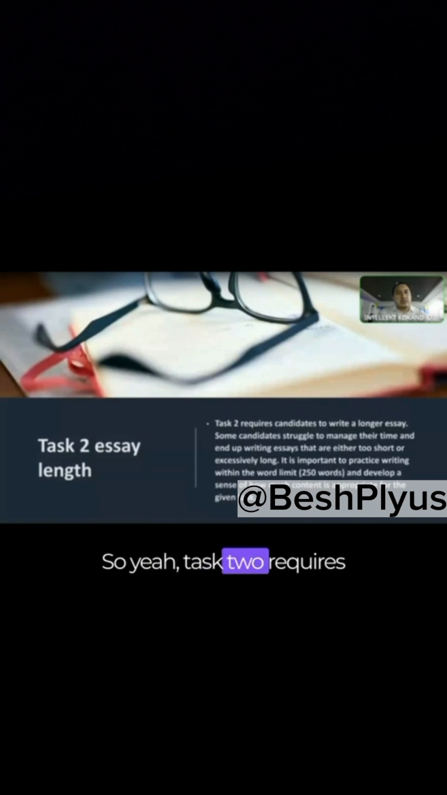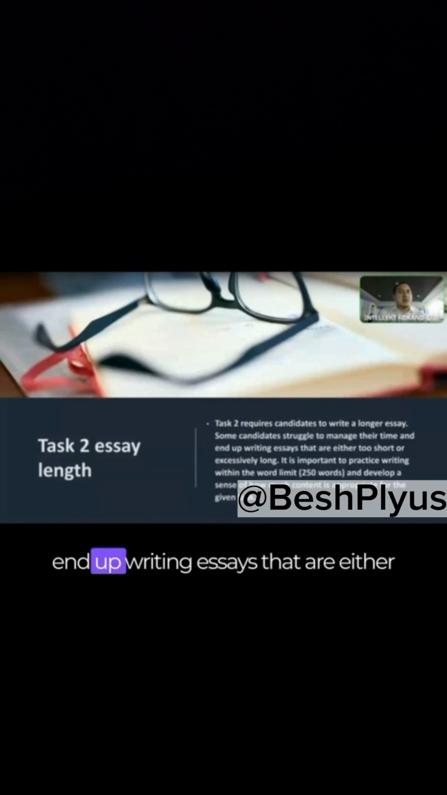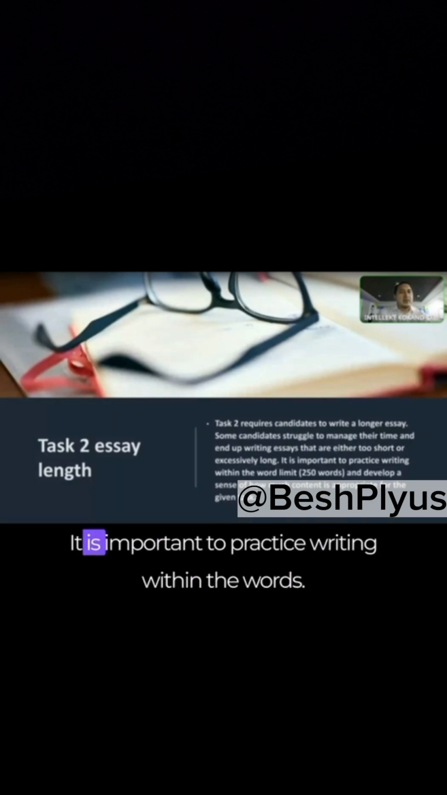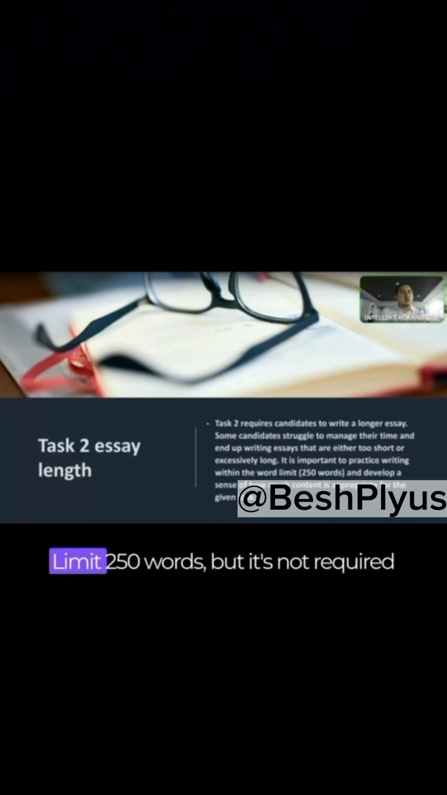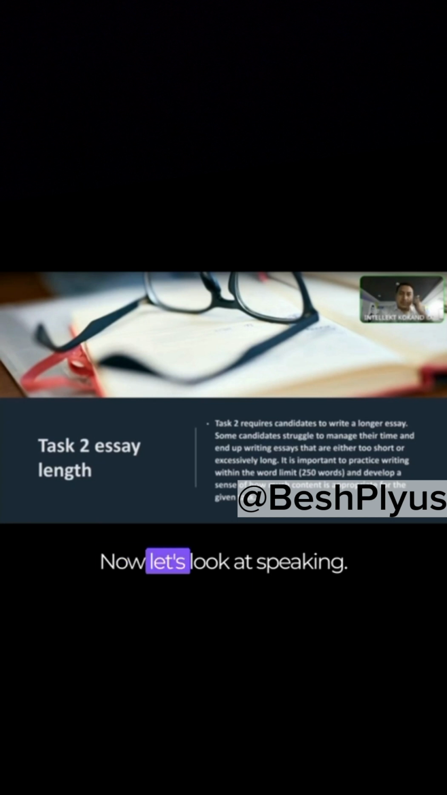So task 2 requires candidates to write longer essays. Some candidates struggle to manage their time and end up writing essays that are either too short or excessively long. It is important to practice writing within the word limit, 250 words, but it's not required, and develop a sense of how much content is appropriate for the given task. Now let's look at speaking.